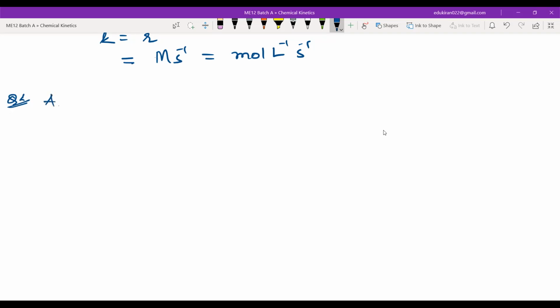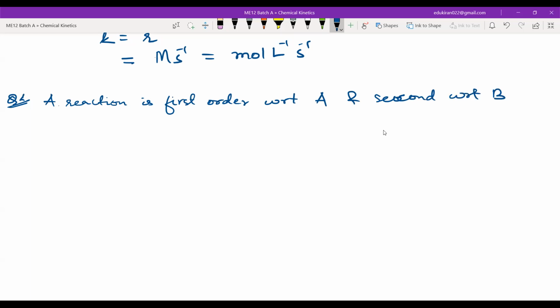Okay, write a last question here. A reaction is first order with respect to A, and second order with respect to B. First of all, A, write the rate equation. Rate law equation, okay.